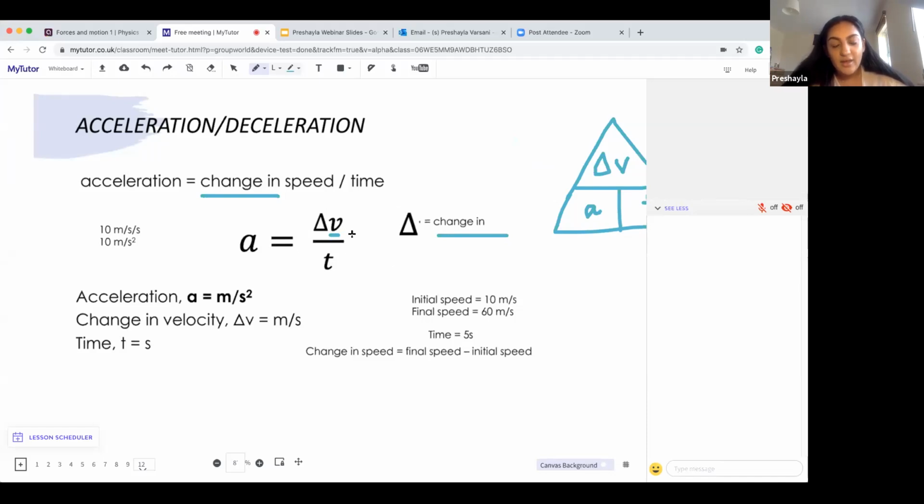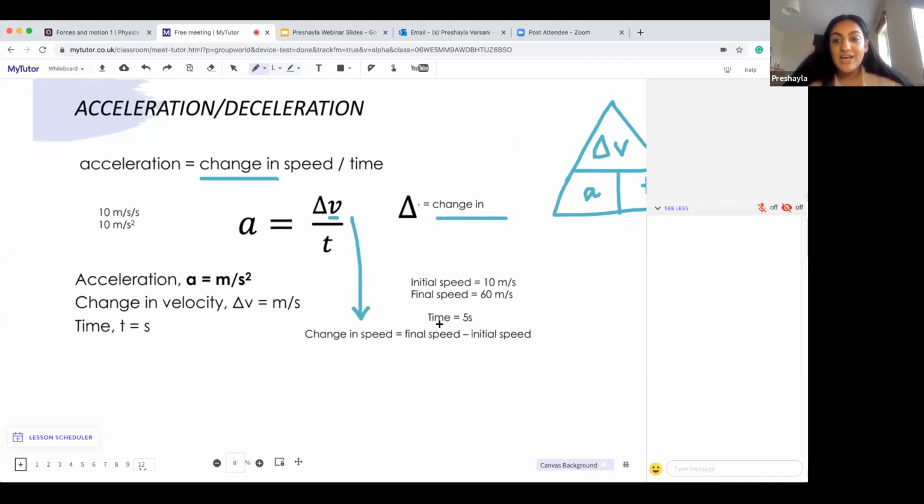Now delta v is this equation here. To have a change in speed, you need to have two different speeds which you can subtract from each other. So the change in speed is the final speed minus the initial speed. Could be 0 and 5, it could be 6 and 12. You need to have two speeds to be able to find the change in speed, right? So the change in speed, delta v, has its own little mini equation, which is final speed minus initial speed. So you might need to do a bit of maths before you put it into the acceleration equation.